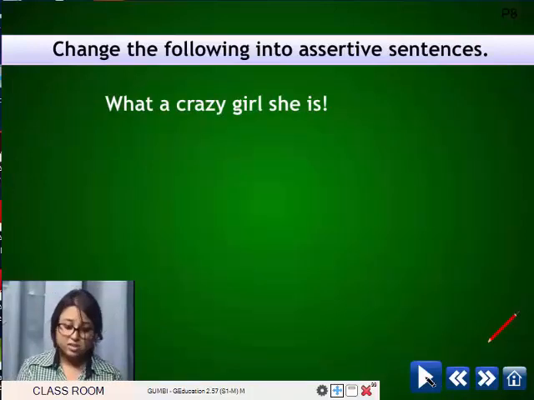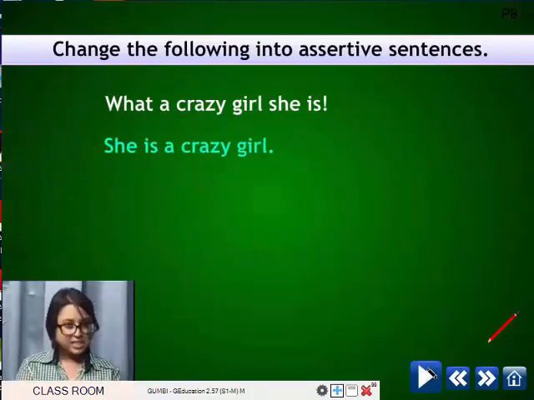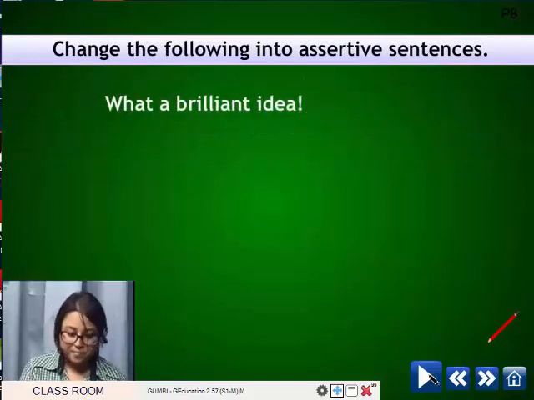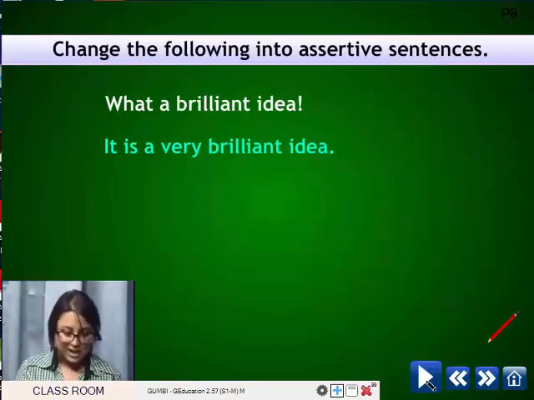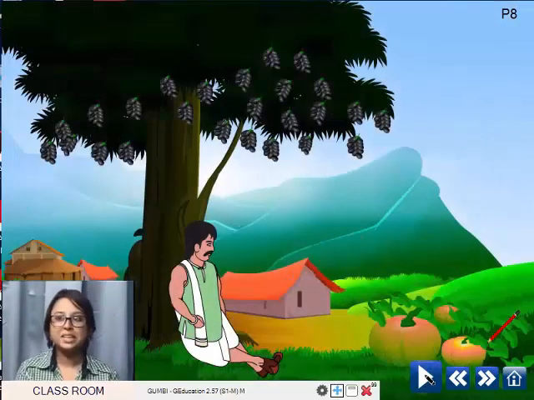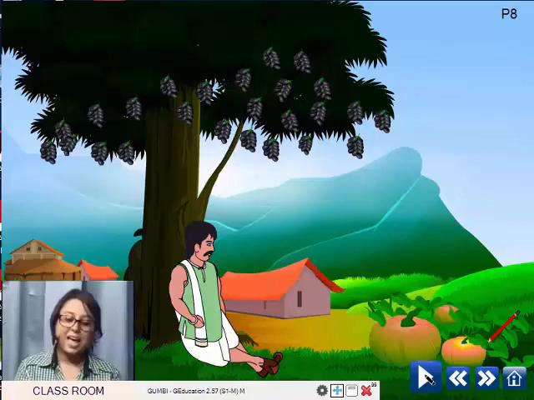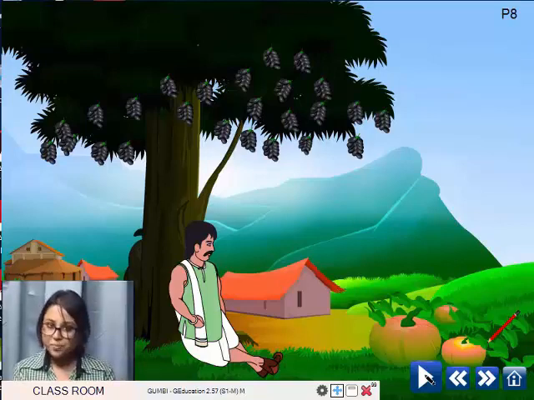What a crazy girl she is. She is a very crazy girl. What a brilliant idea. It's a very brilliant idea. Now, I will read out a story to you. You follow the story on the screen, and in the story there are assertive sentences and exclamatory sentences. After I read the story out to you, you must tell me which sentence is assertive, that is, which sentence is a statement, and which sentence is exclamatory.